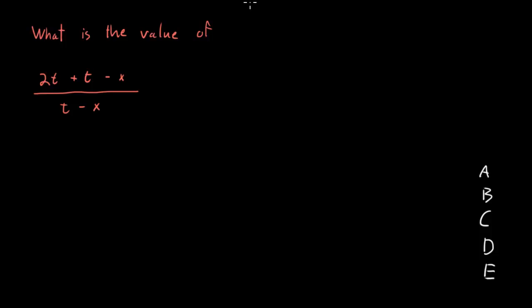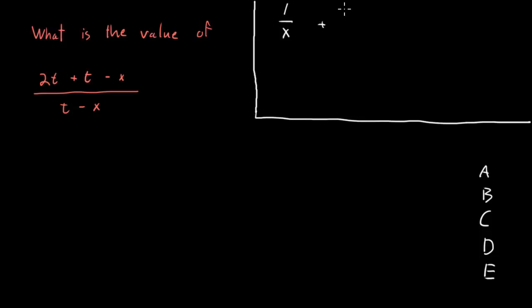Before we look at this question, let's review a property of fractions. If I have 1 over x plus y over x, can I add these fractions? Sure I can, right? That's one of our fundamental fraction rules, that if you have two fractions with the same denominator, you can add the numerators. 1 xth plus y xths is the same as 1 plus y xths.